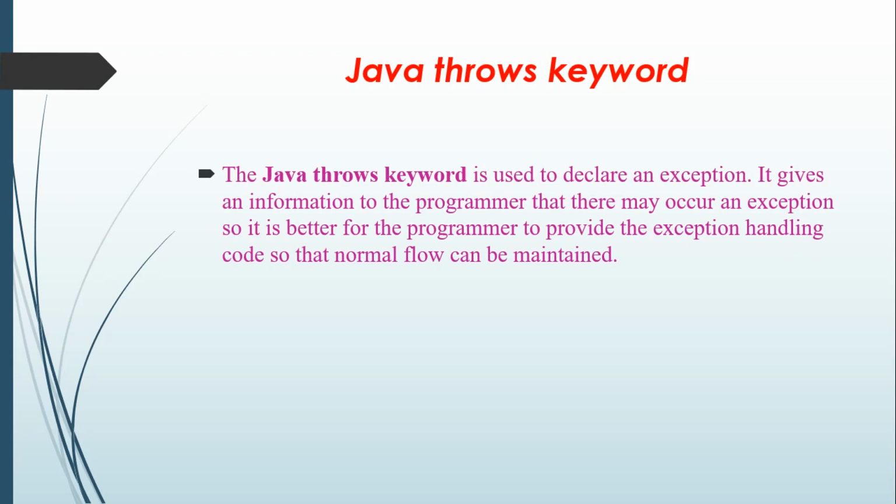So it is better for the programmer to provide the exception handling code so that the normal flow can be maintained. If we know that there is an exception, the throws keyword is used to declare that type of exception, and it also gives information to the programmer that in this code an exception may occur. So it is better for the programmer to provide exception handling for that code so the normal flow can be maintained.